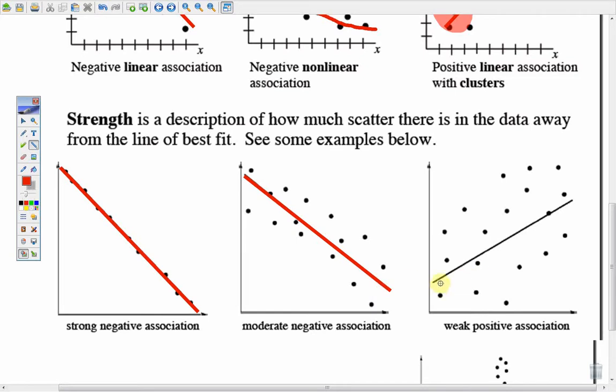And here we have a weak positive association. So we can see that there is some pattern to the data. It's generally moving up, but they're pretty far away from the line. So that's going to be a weak positive association.